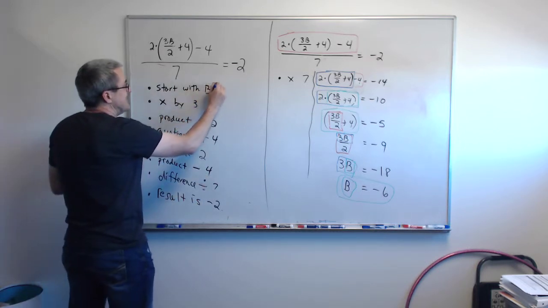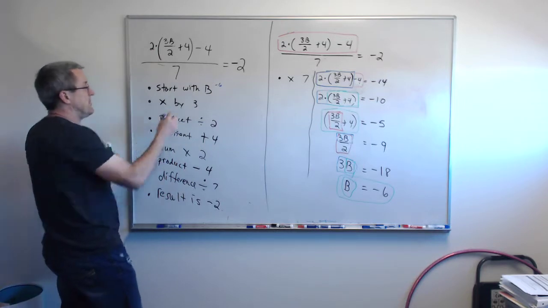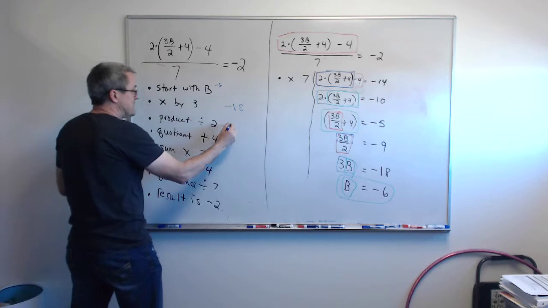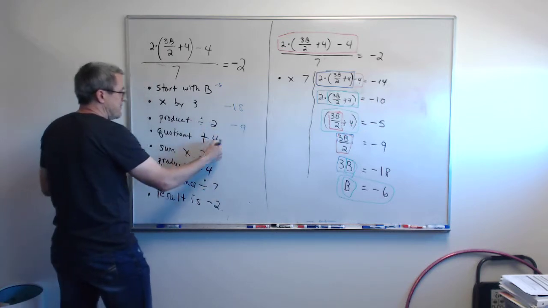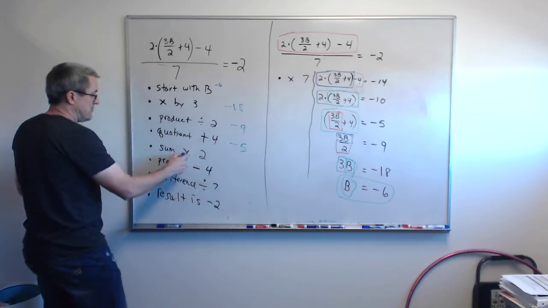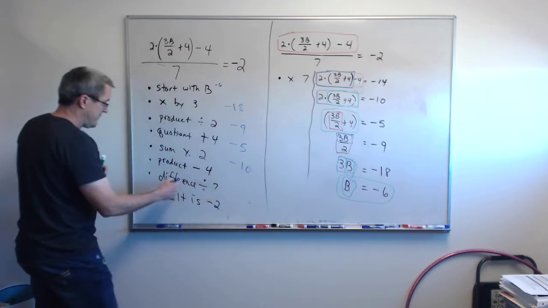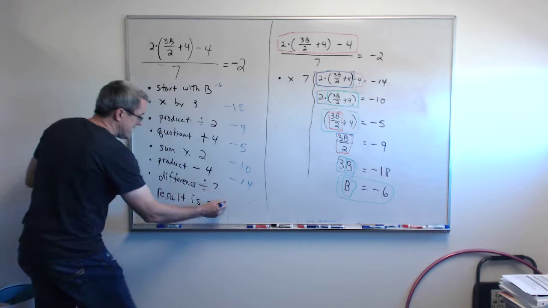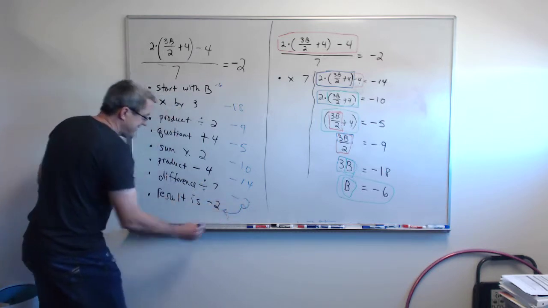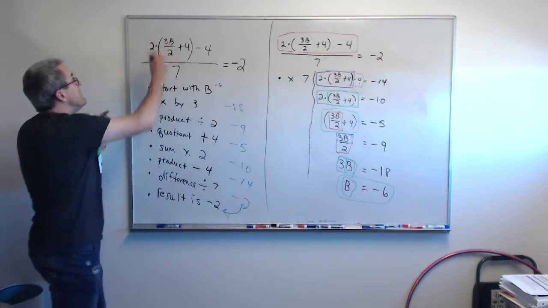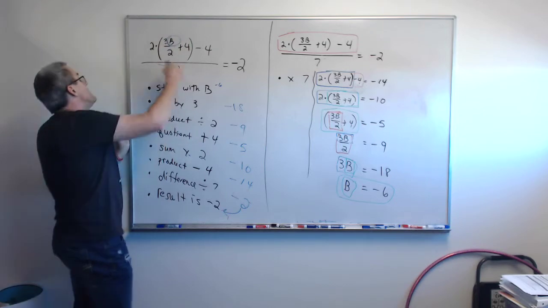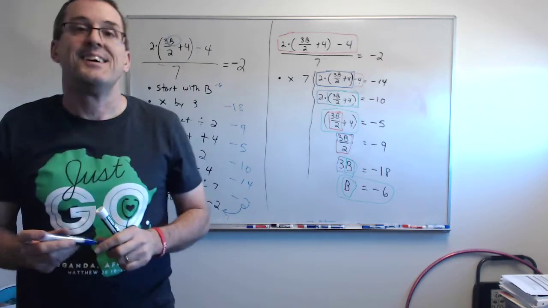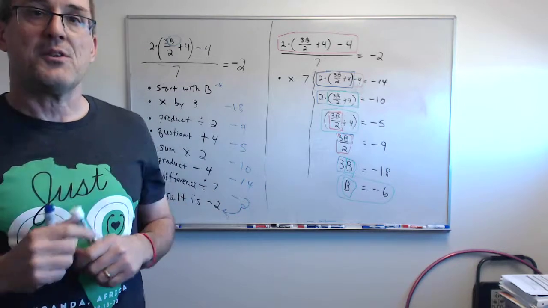b was negative 6. Let me keep track so I don't mess up. Multiply by 3 would give me negative 18. Divide by 2 would give me negative 9. Add 4 would give me negative 5. Multiply by 2 would give me negative 10. Subtract 4 would give me negative 14. Divide by 7 would give me negative 2. So if this b right here is negative 6, and you do all the stuff, the result certainly is negative 2. We solve the equation.